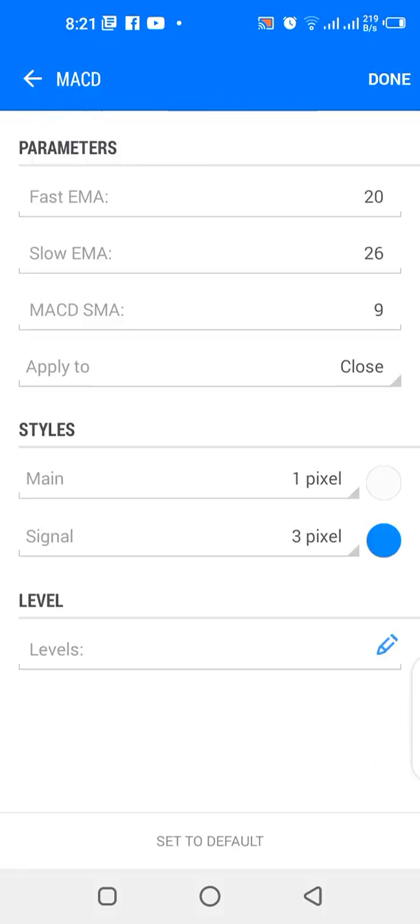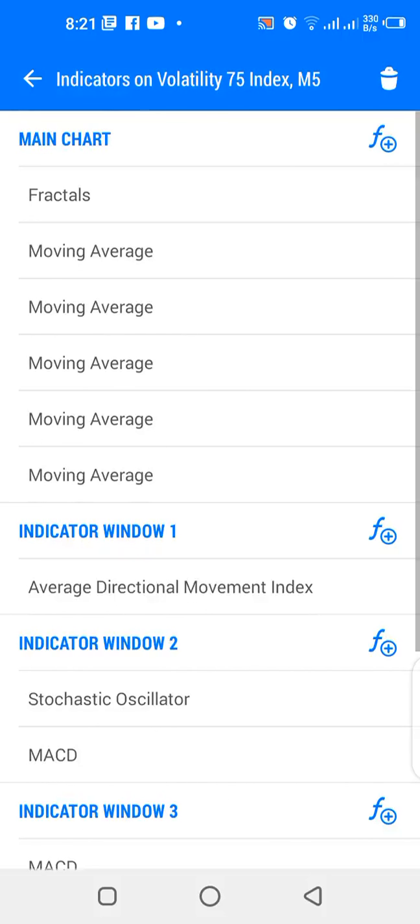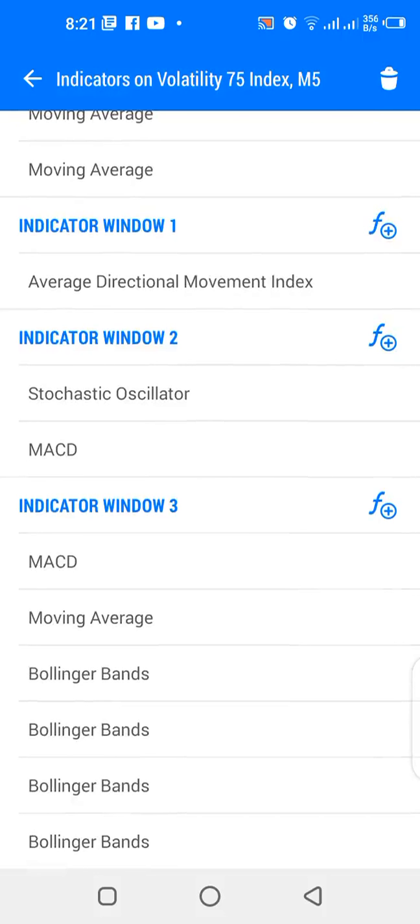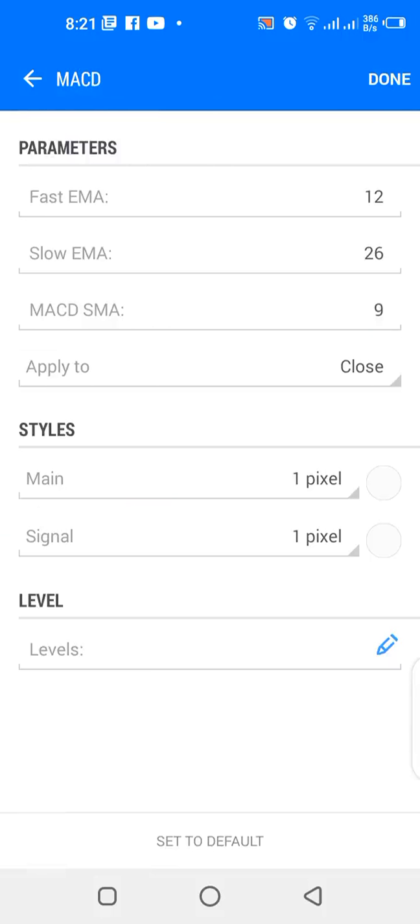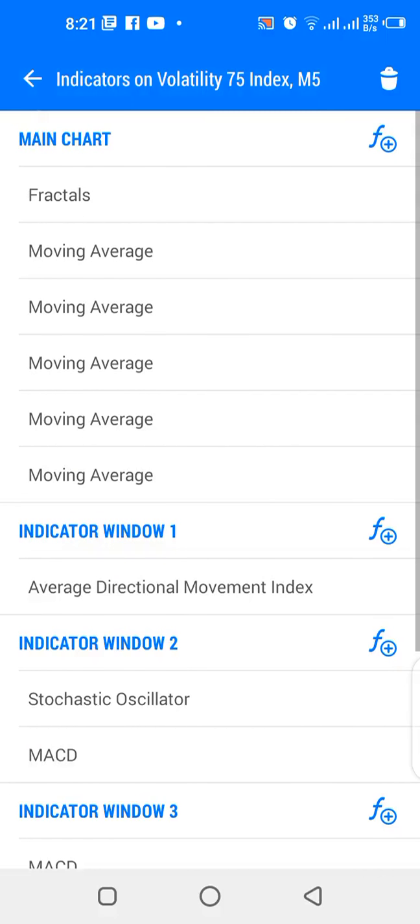Then okay, for the MACD, we have fast EMA is 20, slow EMA is 26, MACD SMA is 9, apply to close. Color for the signal style is blue. The color of the main style will match the background color of the chart. Then for indicator window 3, we have MACD. Fast EMA is 12, slow EMA is 26, MACD SMA is 9, apply to close. The color of both the main style and the signal style match the background color of the chart.